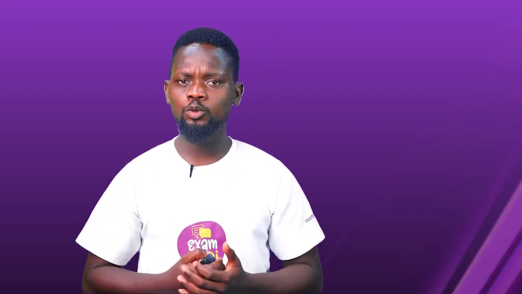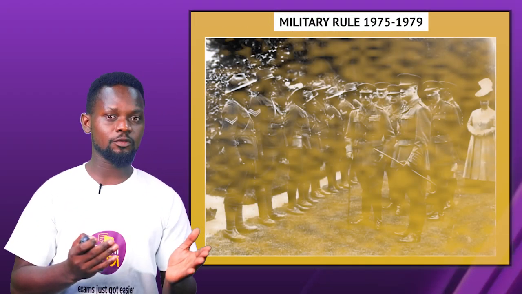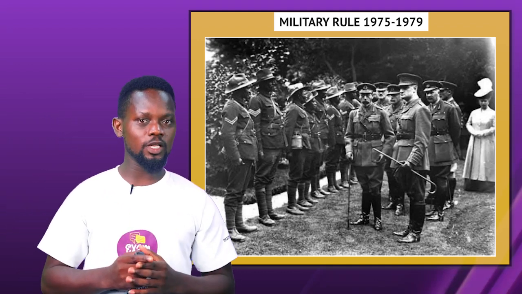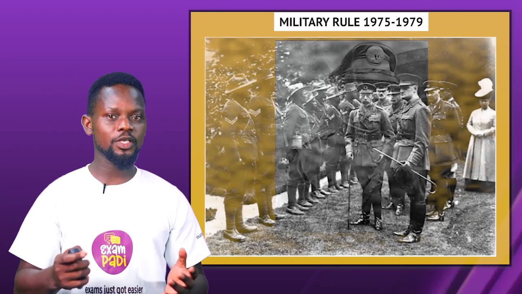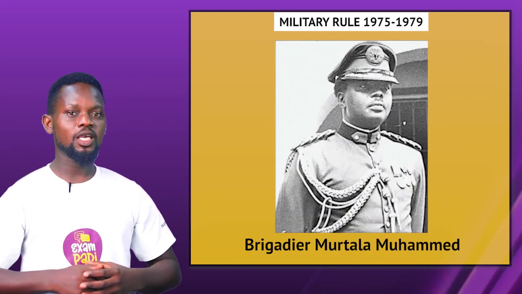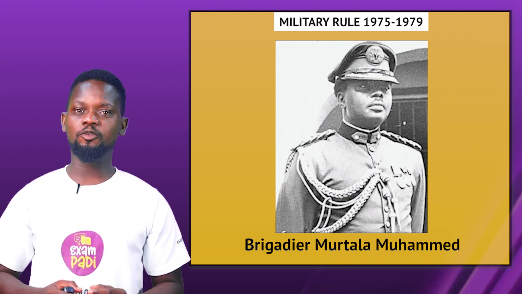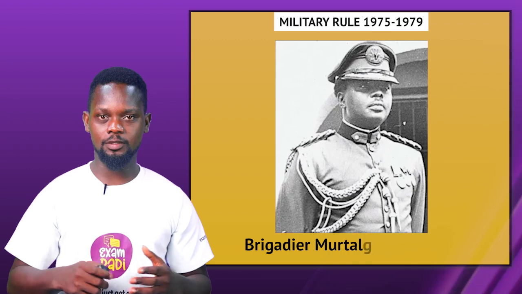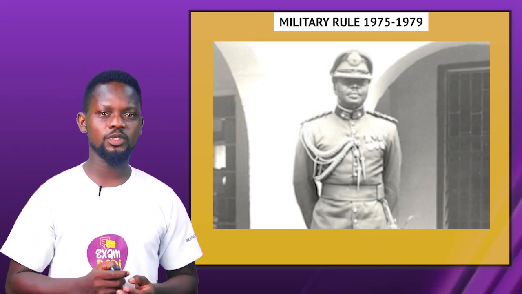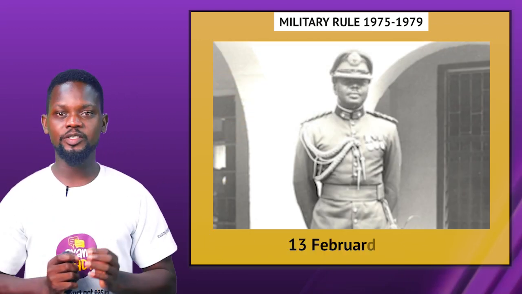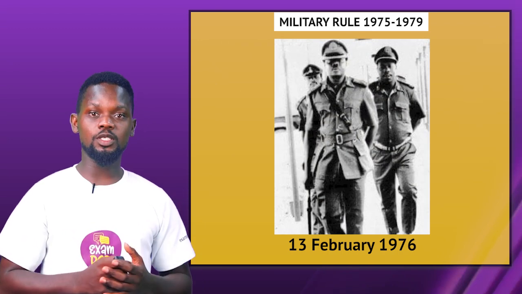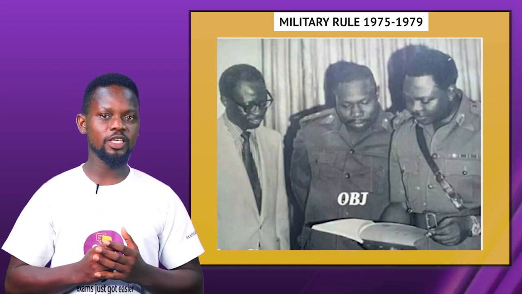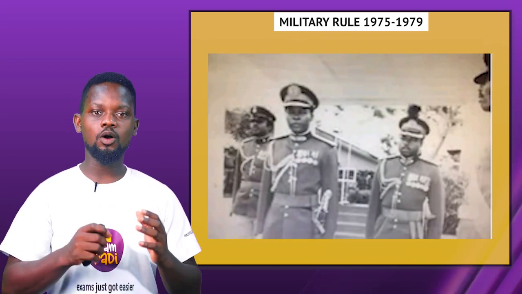The second military rule we'll be looking at is the military rule from 1975 to 1979. On 29 July 1975, Brigadier Late General Murtala Mohammed, in a bloodless coup, took over power from General Gowon, who was in Kampala for an Organization of African Unity meeting. General Mohammed was killed in an abortive coup on 13 February 1976, leaving his deputy, General Obasanjo, to continue his program. This situation gave the regime the tag Murtala Obasanjo regime.